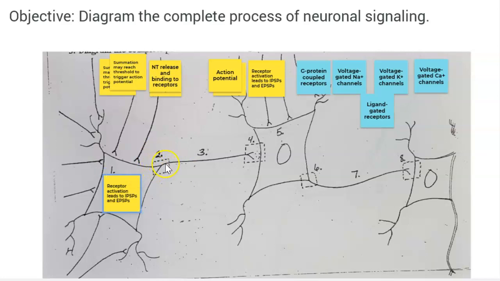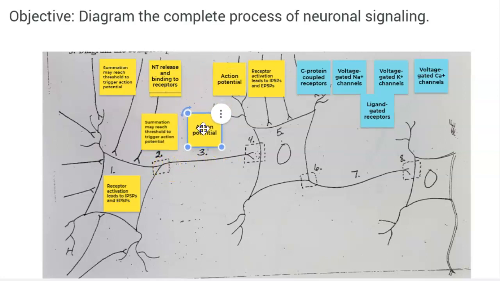And then at number 2, hopefully you were able to remember that this area right here, the transition between the cell body and the beginning of the axon, is called the axon hillock. And this is where all those IPSPs and EPSPs are adding up. And so that's the summation. And if it reaches threshold, then you're going to get an action potential. And the action potential is going to be conducted along the axon. So here's where your action potential is occurring.